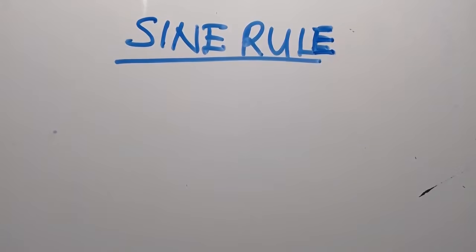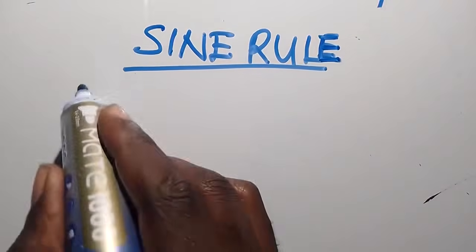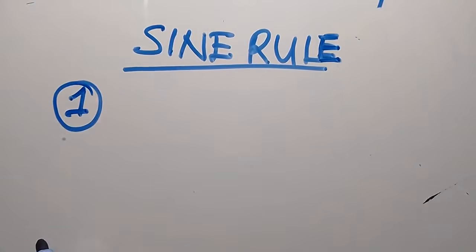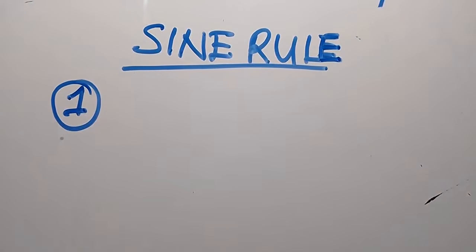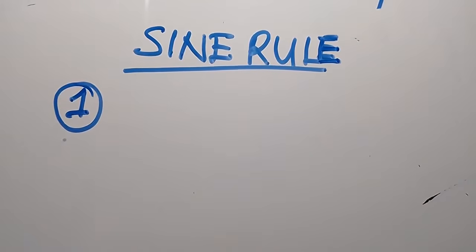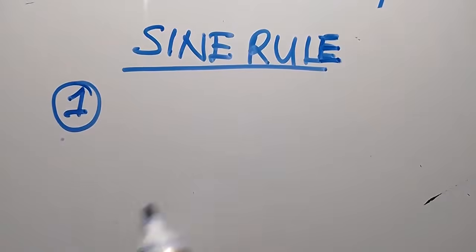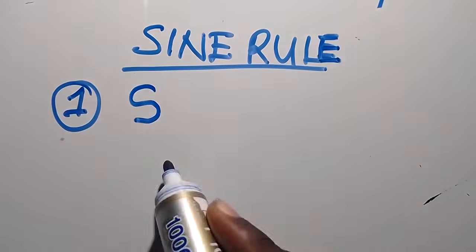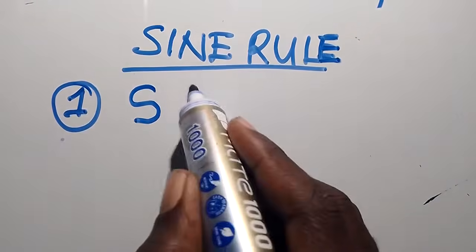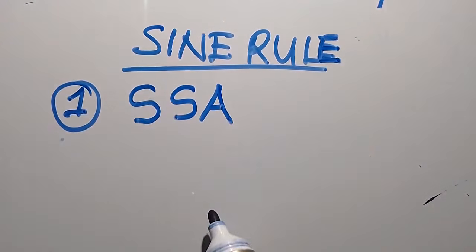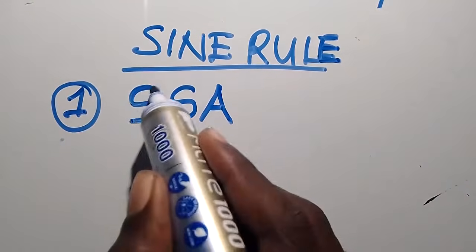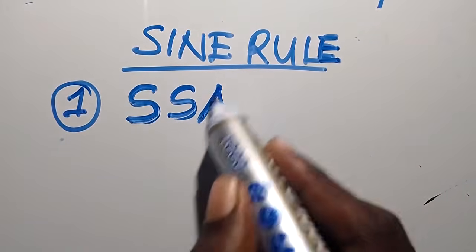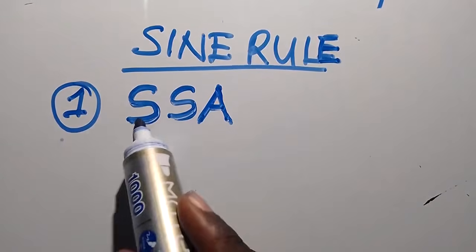So under the sine law, this one is very simple. We apply the sine law when we are given two sides and one angle. S is a side, A is an angle. So two sides and one angle.